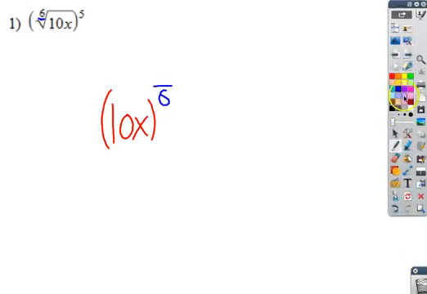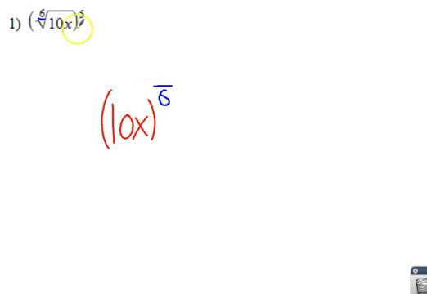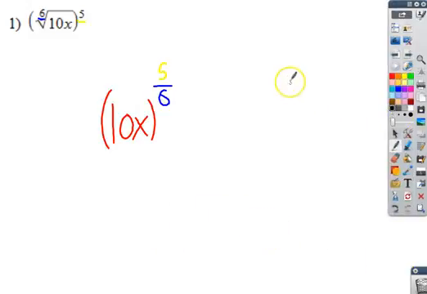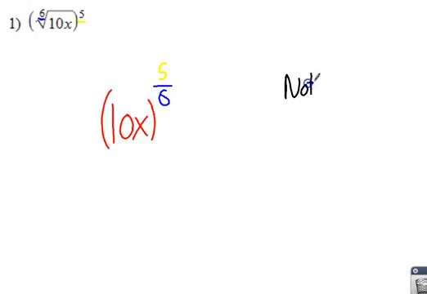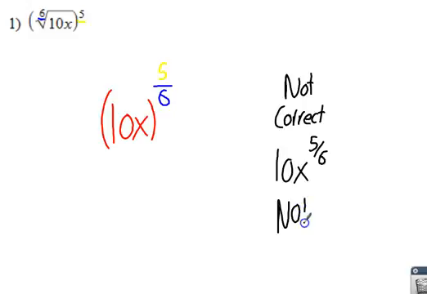Let me say that again. If you do not put this in parentheses, 10x to the 5/6 power, it's wrong. So, this is not correct, because you are not sharing the exponent to both items. This is wrong. No, no, no. Sad face emoji. Moving on.